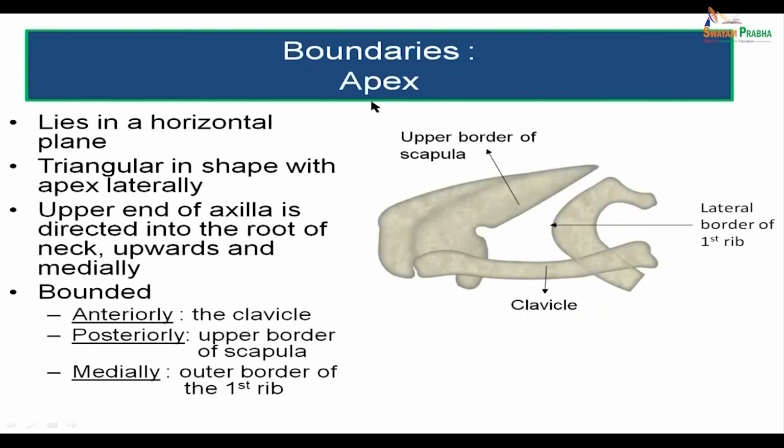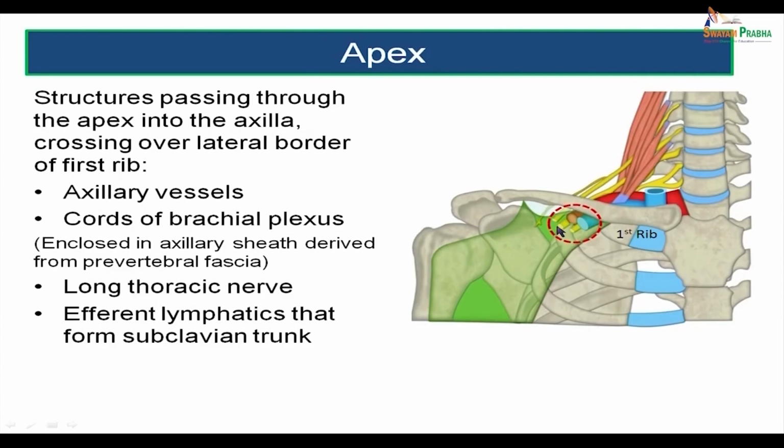So, first let us talk about the apex. The apex lies in a horizontal plane. It is triangular in shape with the apex pointing laterally. The upper end of the axilla is directed towards the root of the neck, upwards and medially. Then what are the boundaries of this apex? Anteriorly it is formed by the clavicle, posteriorly by the upper border of the scapula, and medially it is formed by the outer border of the first rib.